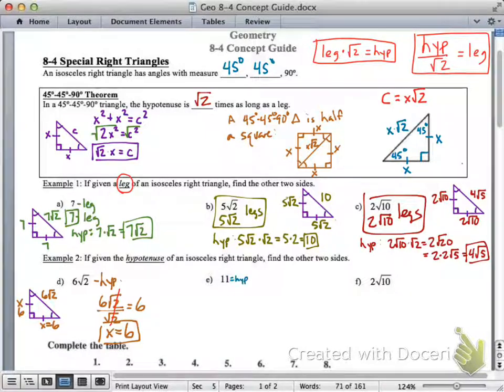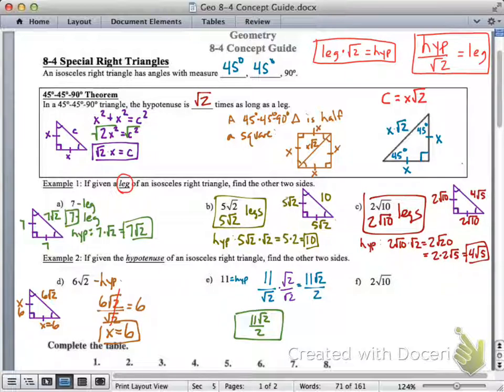If the hypotenuse does not have a radical within it, well, when we divide 11 by the square root of 2, what happens? We have a radical on the denominator. What do we have to multiply by then to get rid of that radical? Square root of 2 over the square root of 2. We end up with 11 square root of 2 over 2, which then does not simplify, so each leg is equal to 11 square root of 2 over 2. But what happens when you have a radical on the denominator? You got to get rid of it.